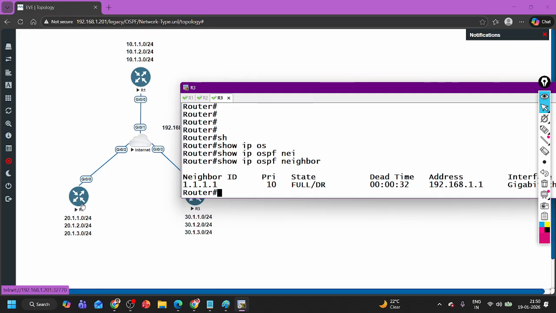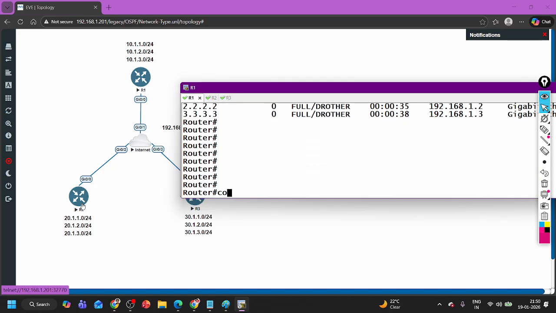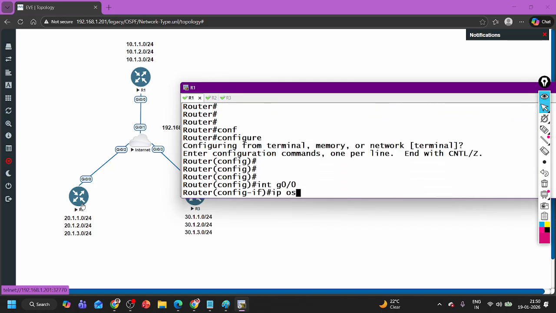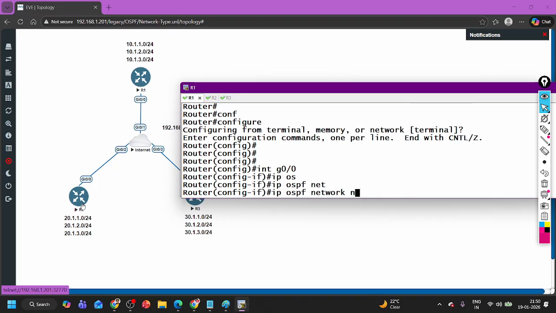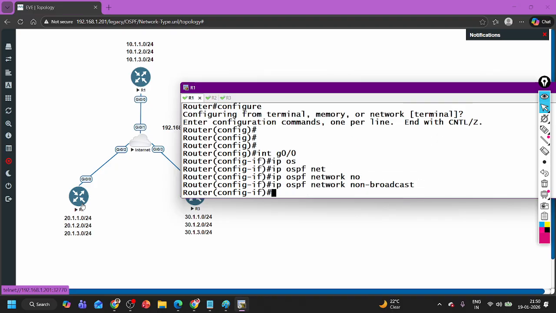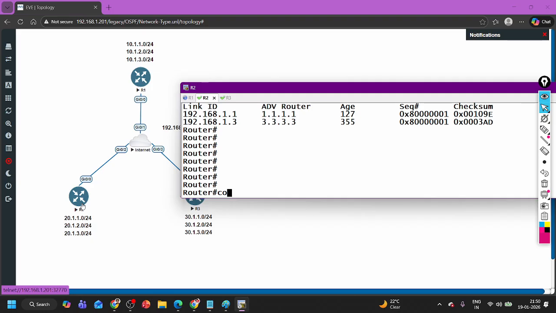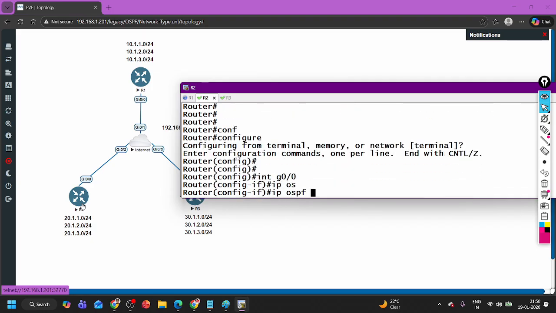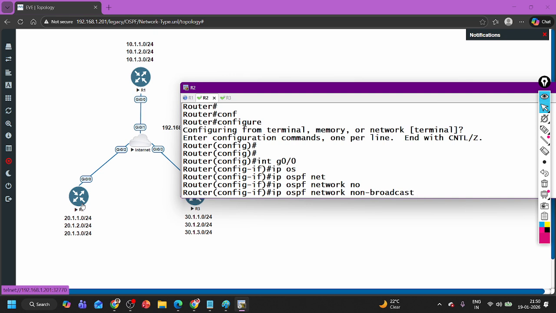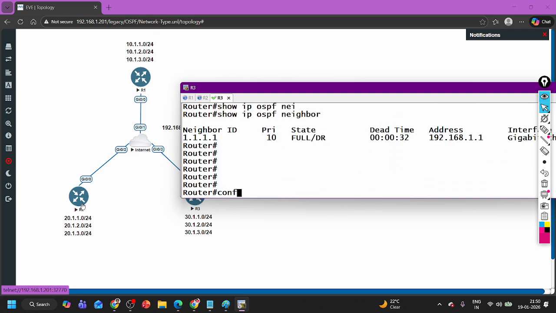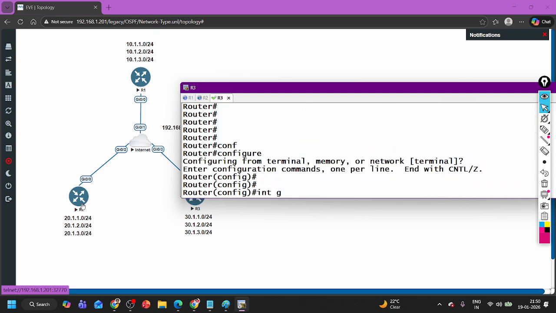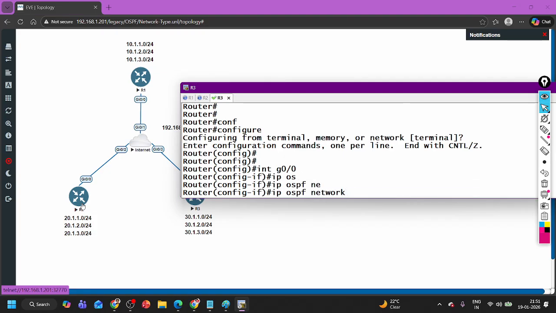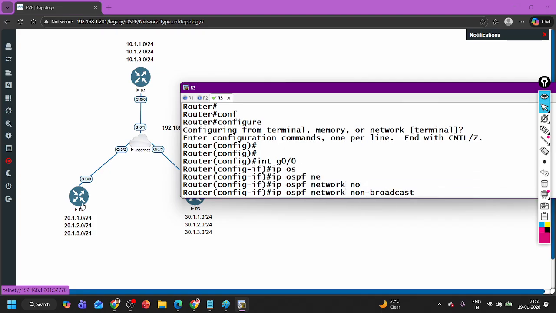If I configure network type non-broadcast, let me configure that. Interface G0/0, ip ospf network non-broadcast. On router number 2 also, let me do that. Interface G0/0, ip ospf network non-broadcast. R3, interface G0/0, ip ospf network non-broadcast.